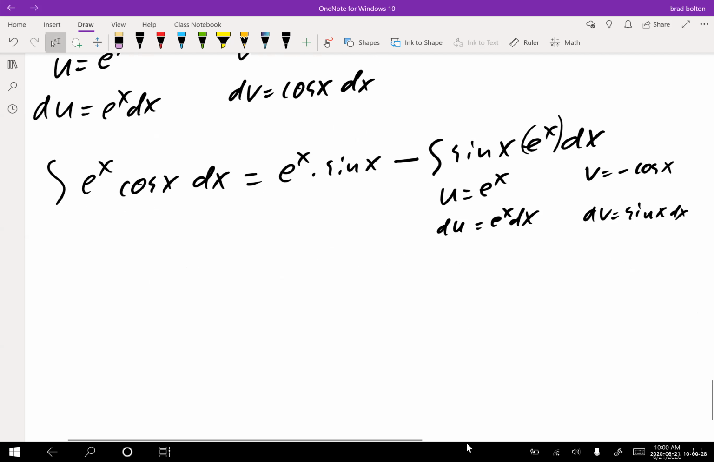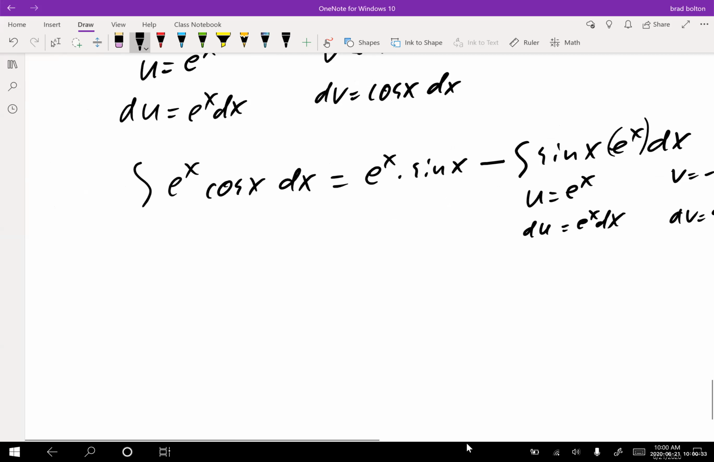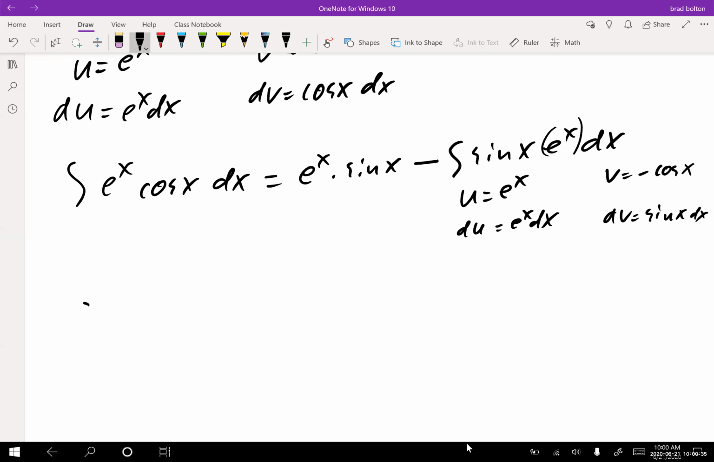Okay, so now we have to rewrite all of this. So I'm going to rewrite the whole problem again. If I rewrite the whole problem again, we're going to have the integral of e to the x sine x dx, which is the original problem we're trying to solve for, right? So this was what I'm asked to evaluate. I shouldn't say solve, but evaluate.